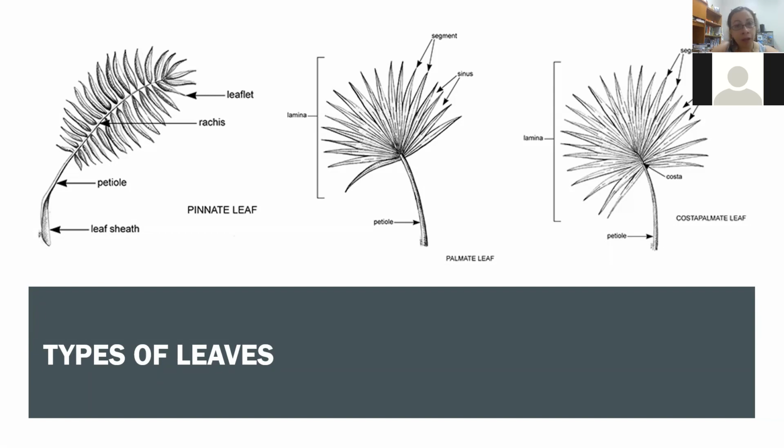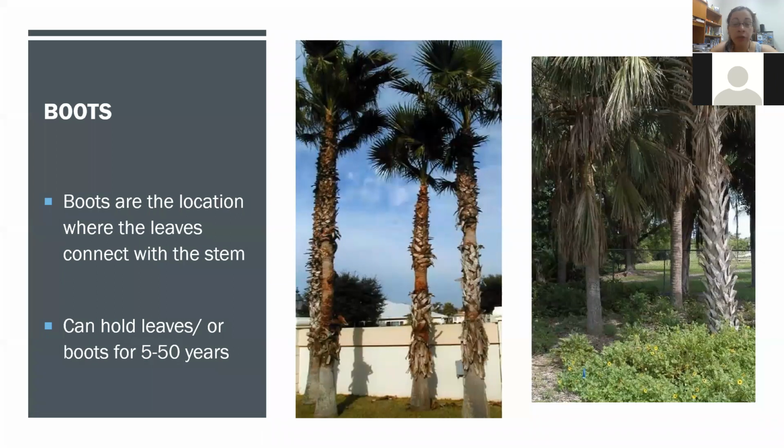All right, so I promised to talk about boots, and I don't mean shoes. So the boots are that area where the leaves are actually attached to the trunk. Now, some palms retain the boots, some palms don't. Other palms drop them at different times. So palms that do retain boots for a length of time can retain them anywhere between 5 and 50 years, depending on the species. You can clean them off if you prefer that look, but it's not necessary.